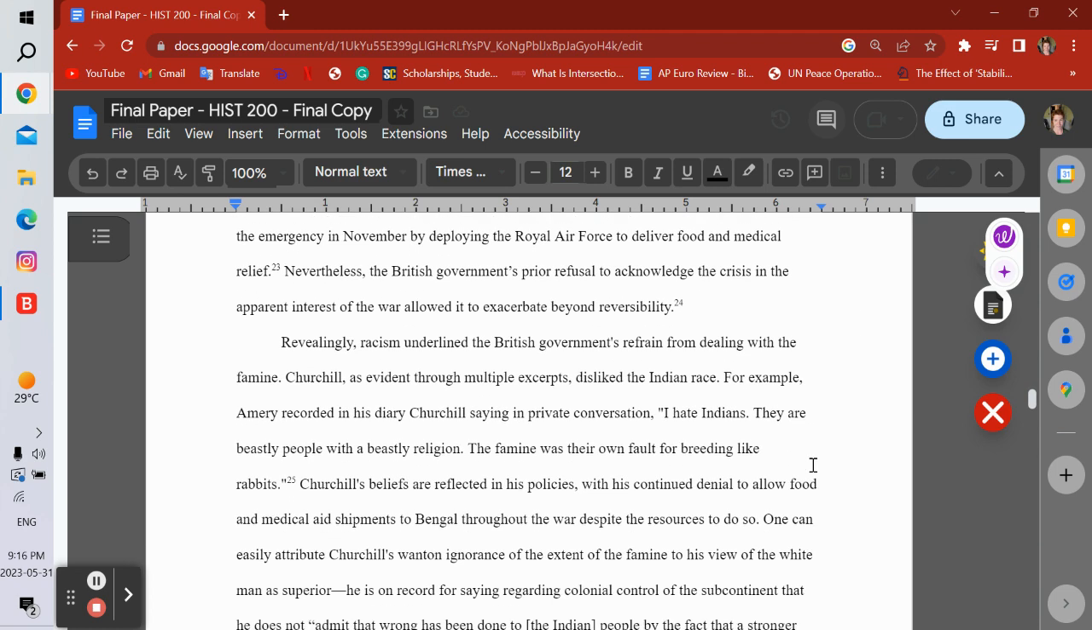Churchill, as evident through multiple excerpts, disliked the Indian race. For example, Amory recorded in his diary Churchill saying in private conversation, "I hate Indians. They are beastly people with a beastly religion. The famine was their own fault for breeding like rabbits." Churchill's beliefs are reflected in his policies, with his continued denial to allow food and medical aid shipments to Bengal throughout the war, despite the resources to do so.